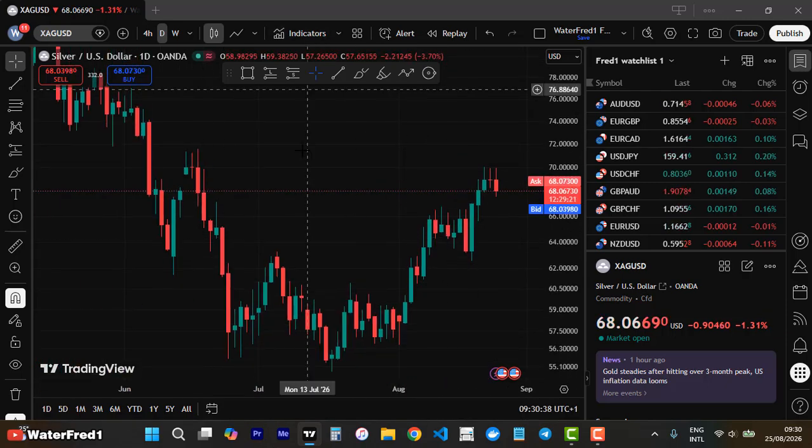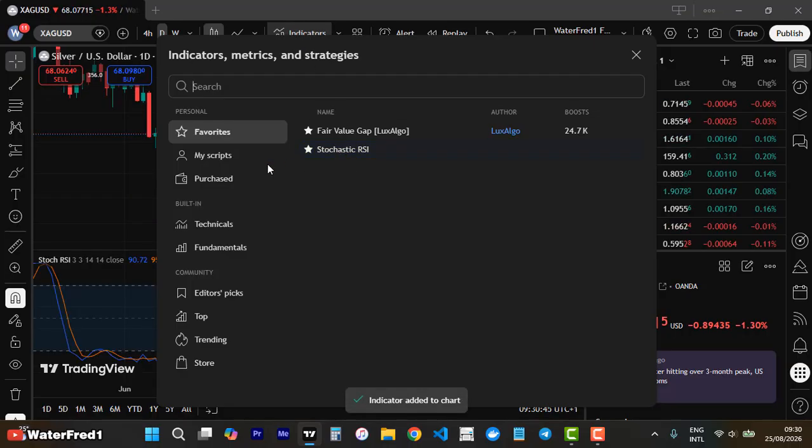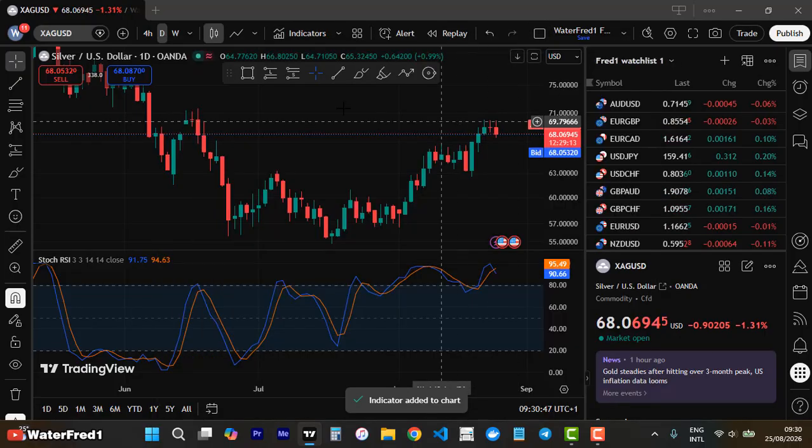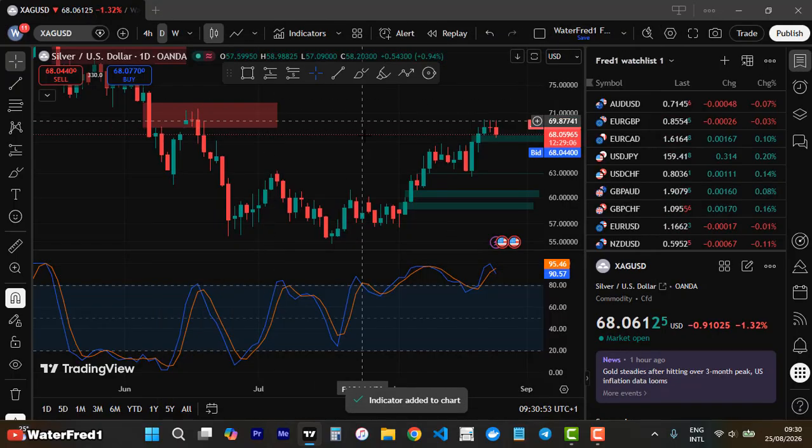Okay, now to confirm this, let us go to indicators, and I will add 2 indicators. I usually add this stochastic RSI. I don't make any changes, I just add it. And I also add fair value gap by LuxAlgo. I am using the free version of TradingView, so you can add this as well.